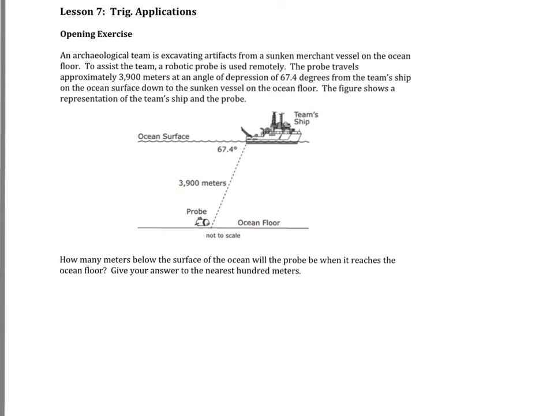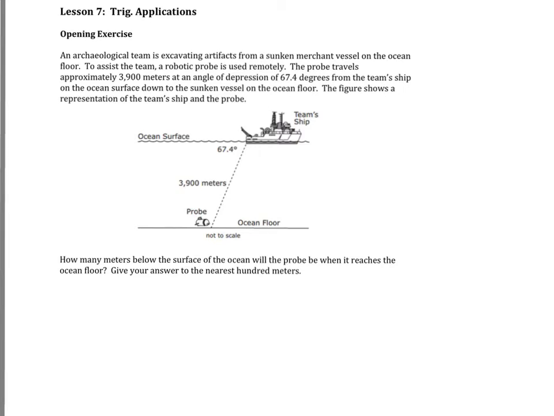An archaeological team is excavating artifacts from a sunken merchant vessel on the ocean floor. To assist the team, a robotic probe is used remotely. The probe travels approximately 3,900 meters at an angle of depression of 67.4 degrees from the team's ship on the ocean surface down to the sunken vessel on the ocean floor. The figure shows a representation of the team's ship and the probe.